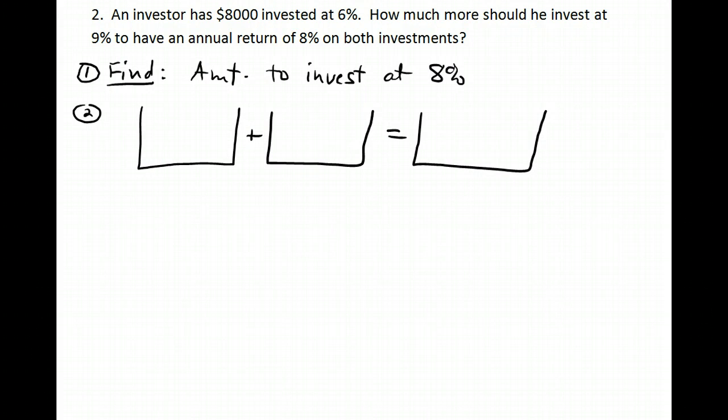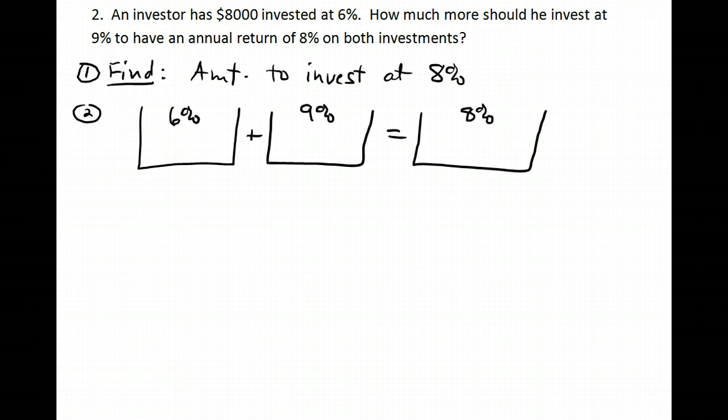Alright, the second problem is a little more straightforward. It says an investor has $8,000 invested at 6%. How much more should he invest at 9% to have an annual return of 8% on both investments? So I've got two accounts. One is 6%, one is 9%, and I want my annual return to be 8%.